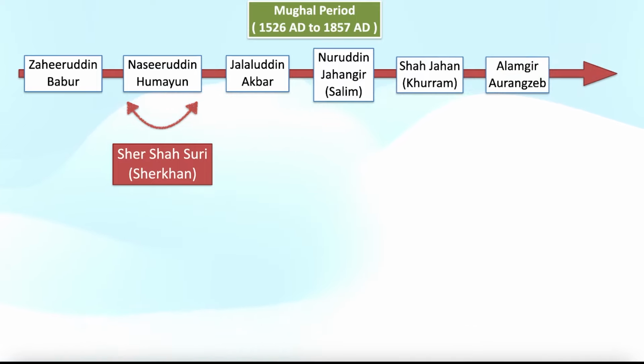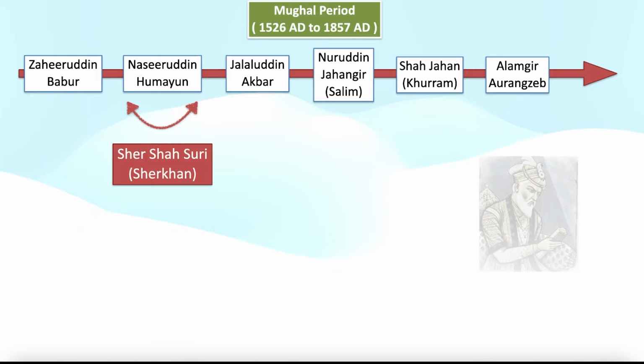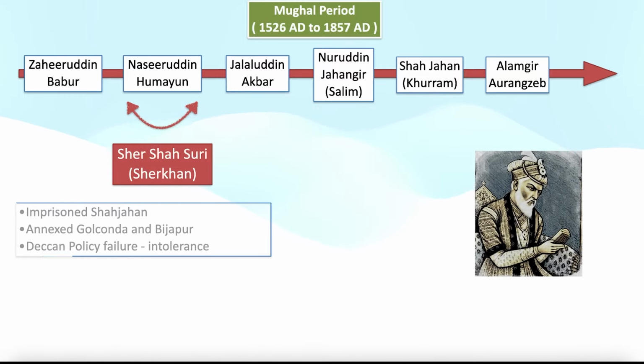Then came Alamgir Aurangzeb, austere and relentless. Now, we'll get to see important events. He imprisoned Shah Jahan, his own father, right? He annexed Golconda and Bijapur. So during the period of Aurangzeb, the entire Deccan Sultanate was annexed, and Alamgir Aurangzeb was ruling in the Deccan as well. But his Deccan policy was a failure. Why? Because of his intolerant attitude towards different groups like Marathas, Jats, and Sikhs.